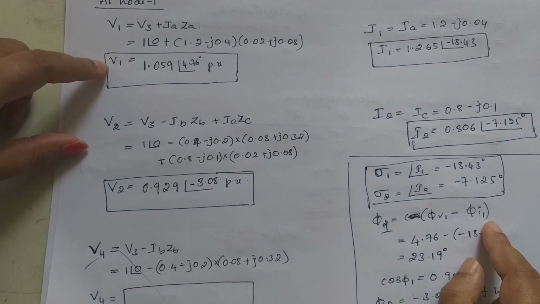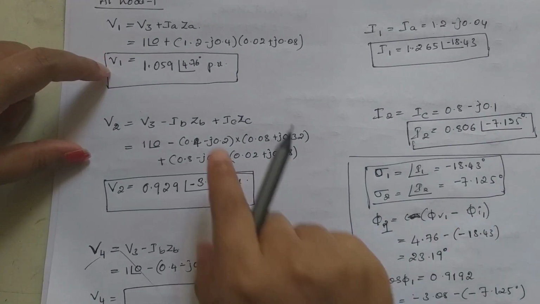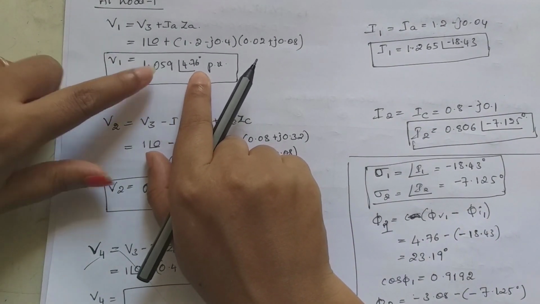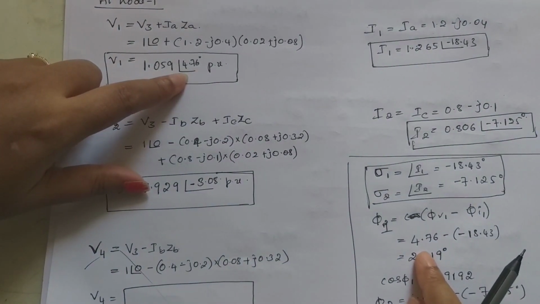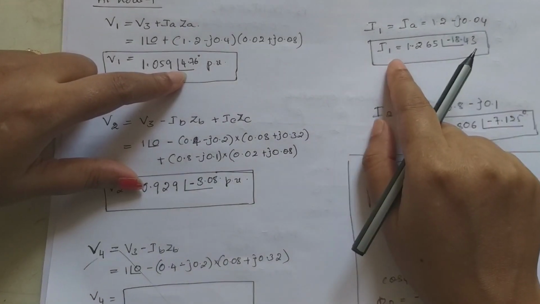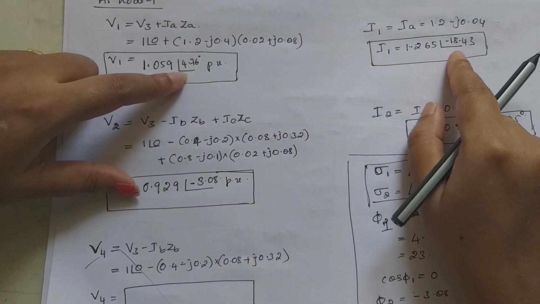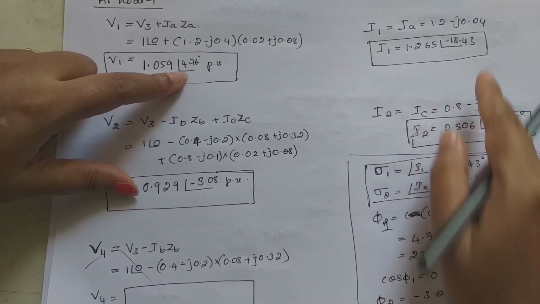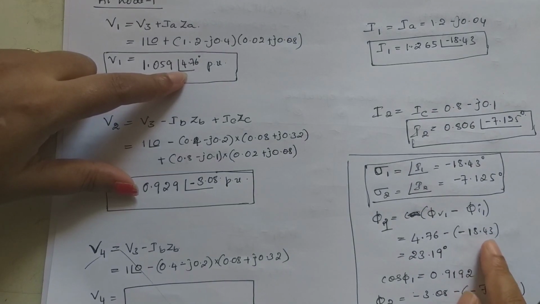So phi v1 is the angle of v1, which is 4.76, minus phi I1. Phi I1 is the angle of I1, which is 18.43. So minus of minus 18.43, substituting we get 23.19. What we need is cos phi m into cos phi n in the denominator, that is cos phi 1 and cos phi 2.